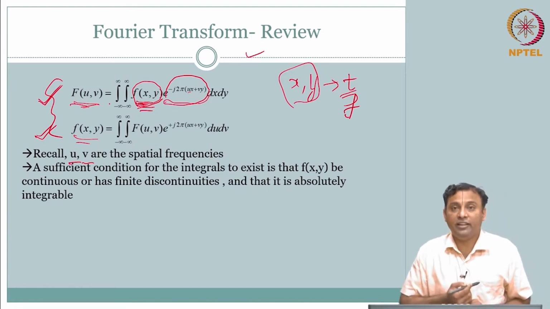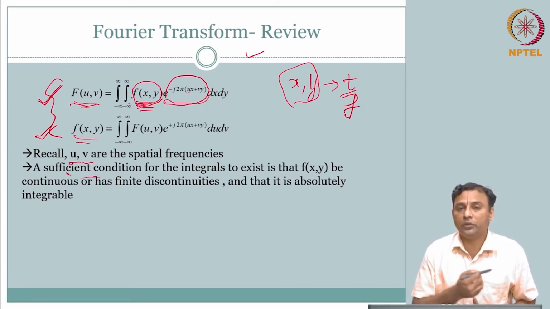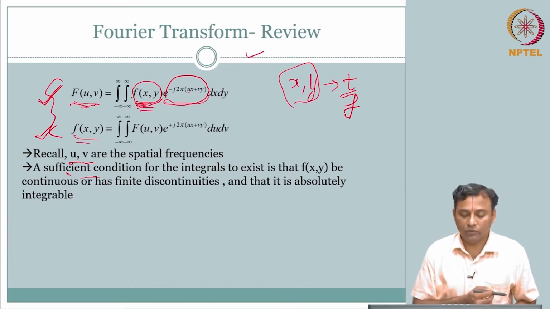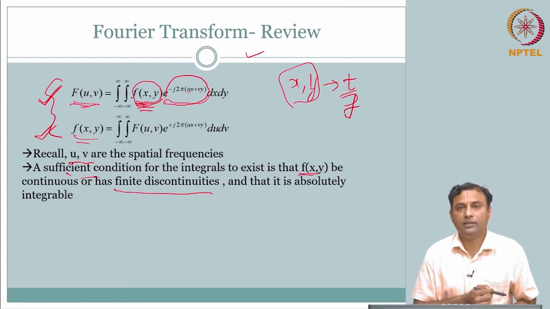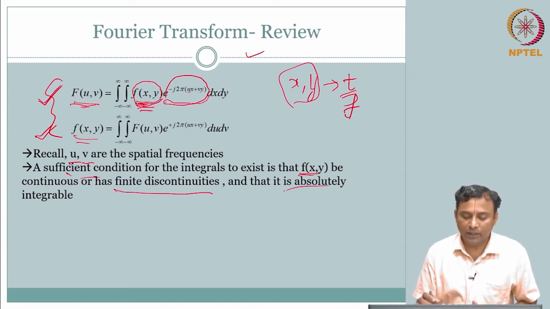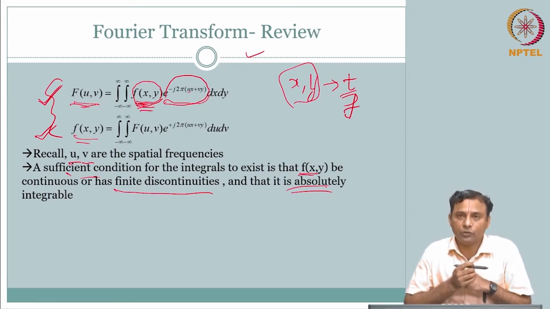You have to have the integrals, right, you have to be able to evaluate this, and when is it sufficient, right? You have to have a sufficient condition when you can compute the integral so that you can calculate your Fourier transforms, and that is happening if f of x comma y is continuous, or if it is discontinuous, it is only finite discontinuities, and in any case it has to be absolutely integrable. Only in this case you can calculate the Fourier transform.